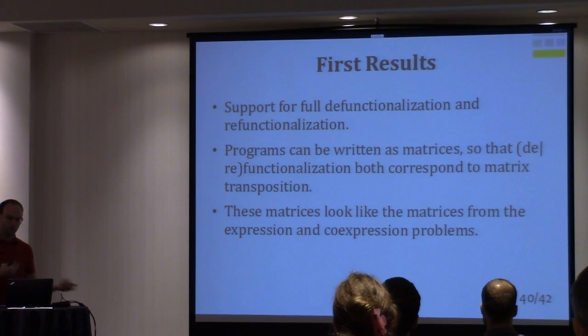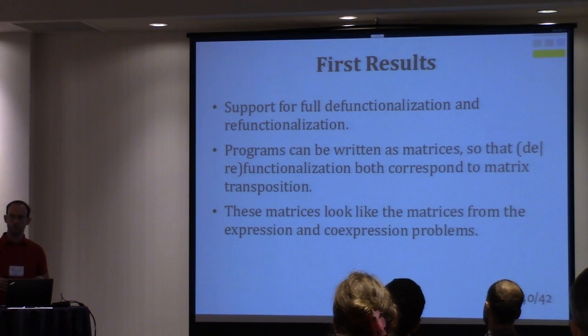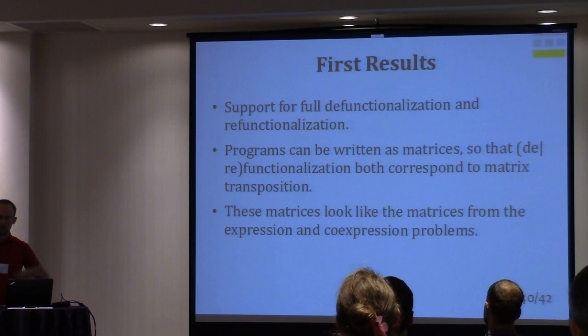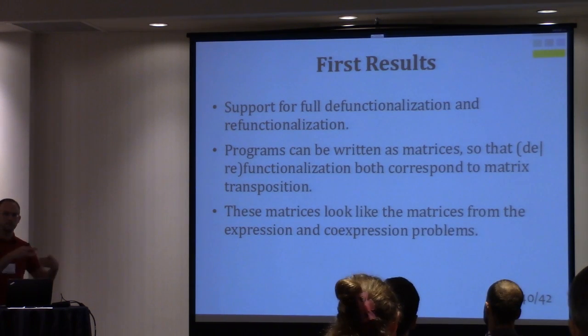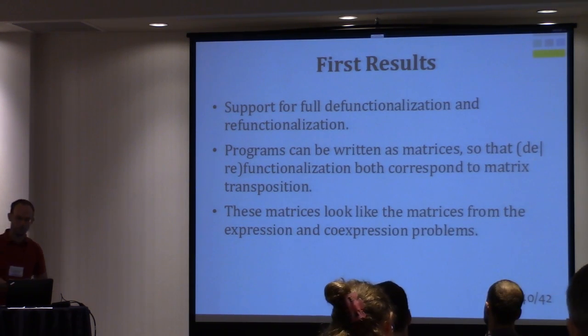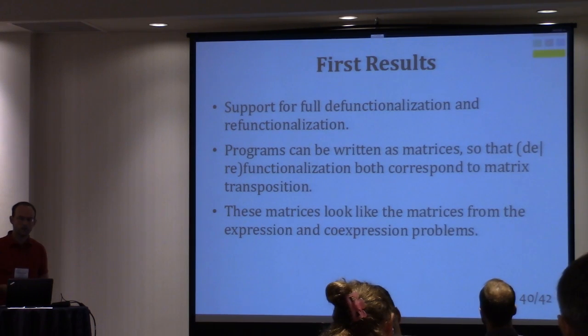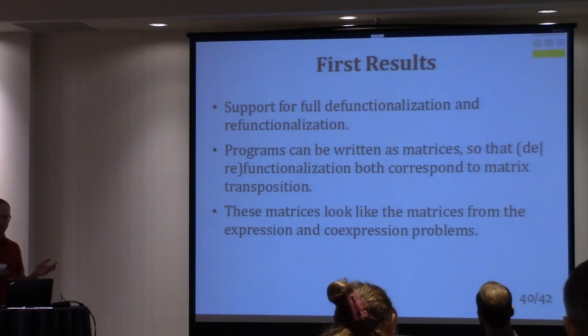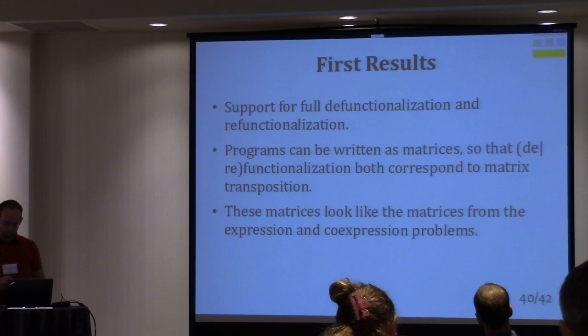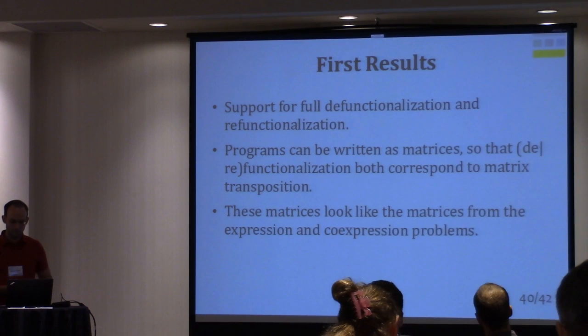So we have support for full defunctionalization and refunctionalization. So we can go back and forth between a program that only uses data or a program that only uses co-data completely automatically. It always works. It turns out that programs can be written as matrices by just leaving out some new lines. And then defunctionalization and refunctionalization correspond to matrix transposition. And they actually both correspond to matrix transposition. They are also obviously inverses of each other this way.